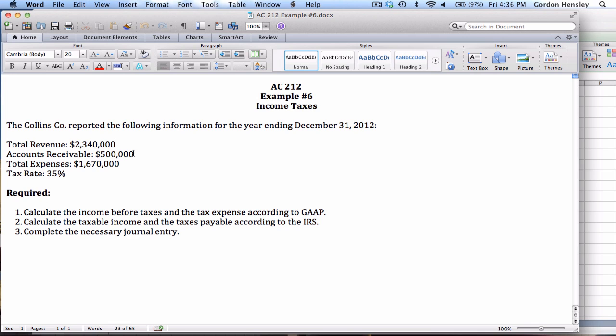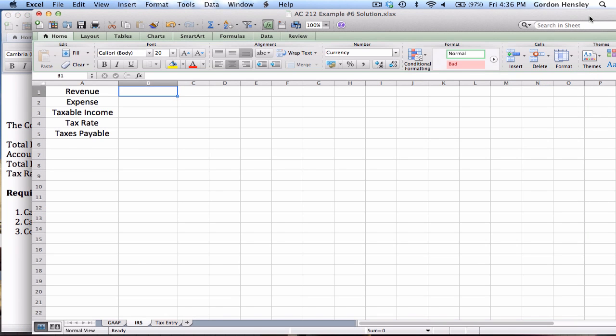But we had $500,000 in accounts receivable. Now remember, the IRS does not consider the account receivable to be income because we have not collected the money yet. So instead of using the $2,340,000, I want to use $2,340,000 minus the $500,000 in receivables. So that means I'm only going to use revenue of $1,840,000. And that's just the total revenue minus the receivables. And I had to do that simply because the IRS does not consider those receivables to be income.